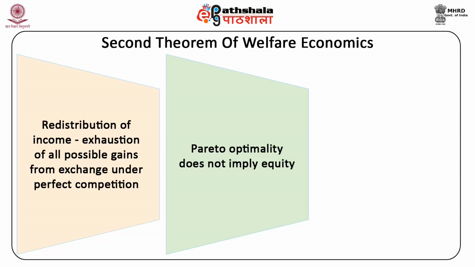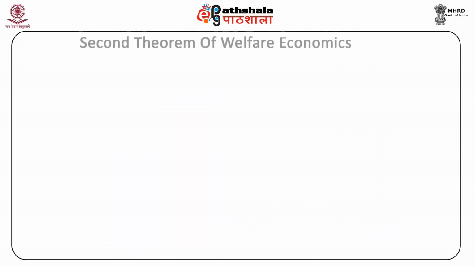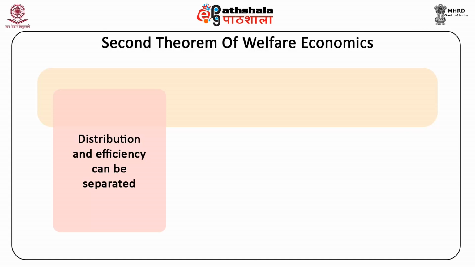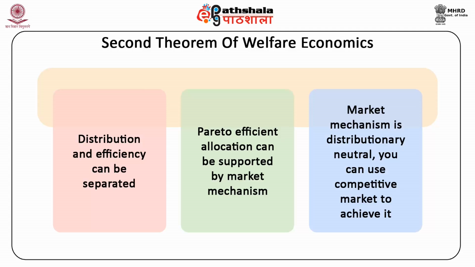The second welfare theorem asserts that under certain conditions, every Pareto efficient allocation can be achieved as a competitive equilibrium. The second welfare theorem implies that the problem of distribution and efficiency can be separated. Whatever Pareto efficient allocation we want can be supported by the market mechanism. It means that the market mechanism is distributionally neutral. Whatever your criteria for a good or a just distribution of welfare, you can use the competitive market to achieve it.